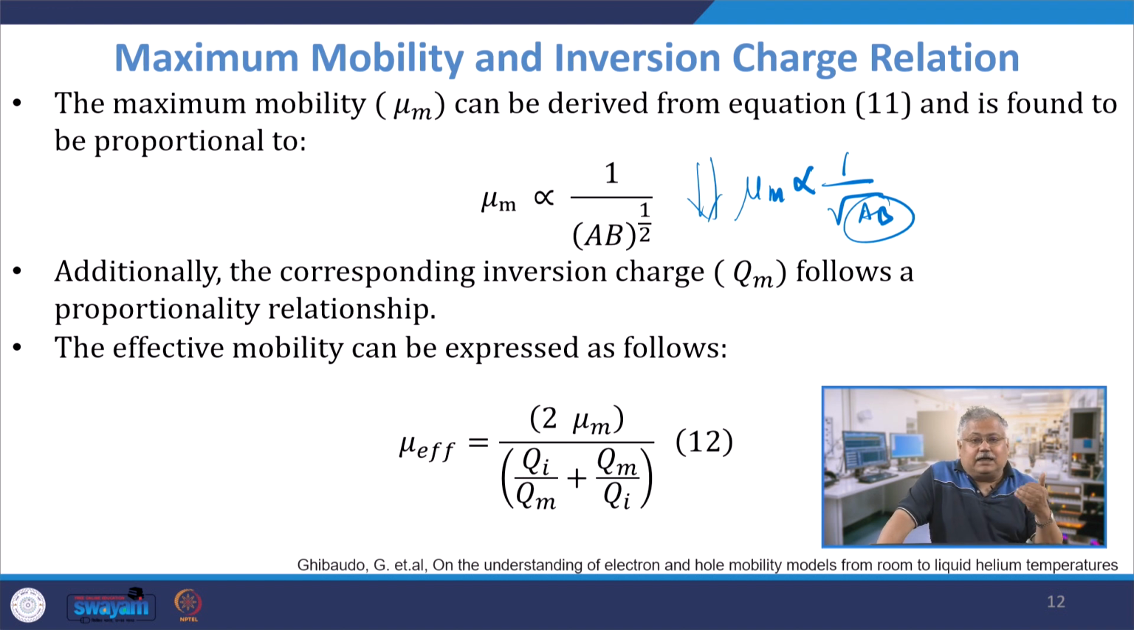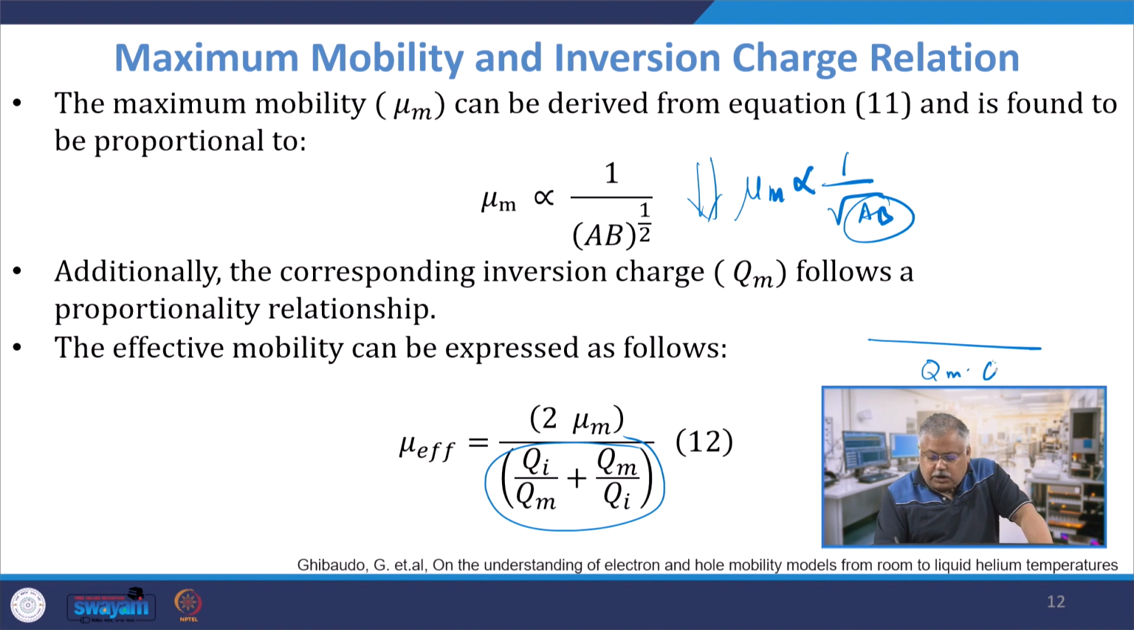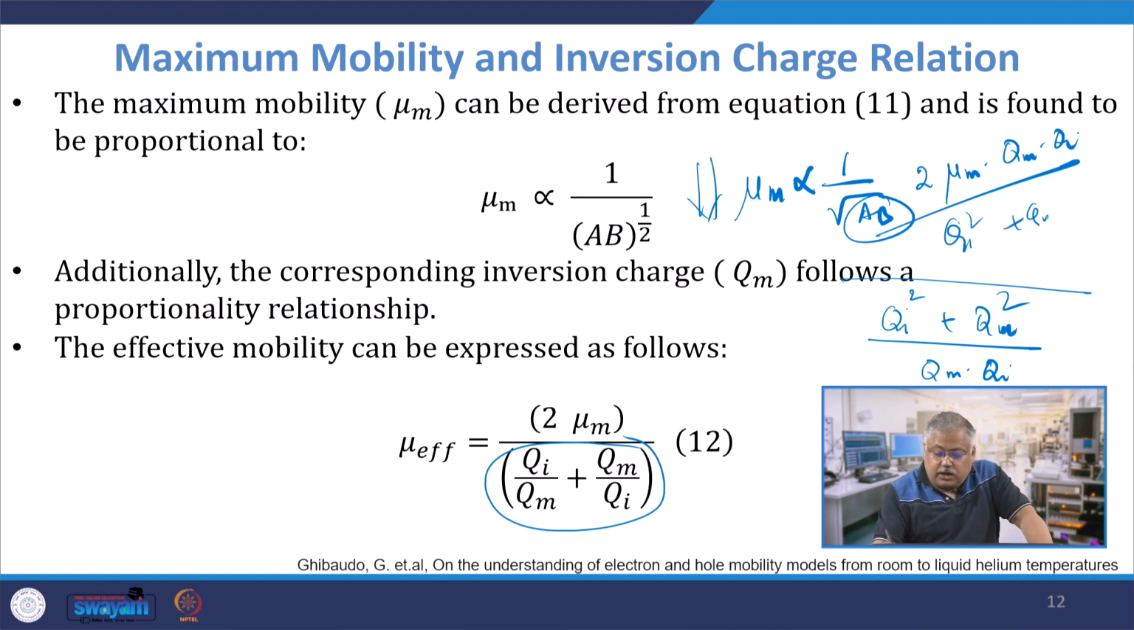If your inversion charge is larger, then you get a much larger denominator. If you look at the denominator here, it is Qi square plus Qm square, and the numerator goes to the top, so I get 2 mu m times Qm dot Qi divided by Qi square plus Qm square. Now, if a small increase in Qm or Qi takes place, since the denominator is a quadratic expression, the mobility fall will be much larger for inversion charge as well as mobile charges.